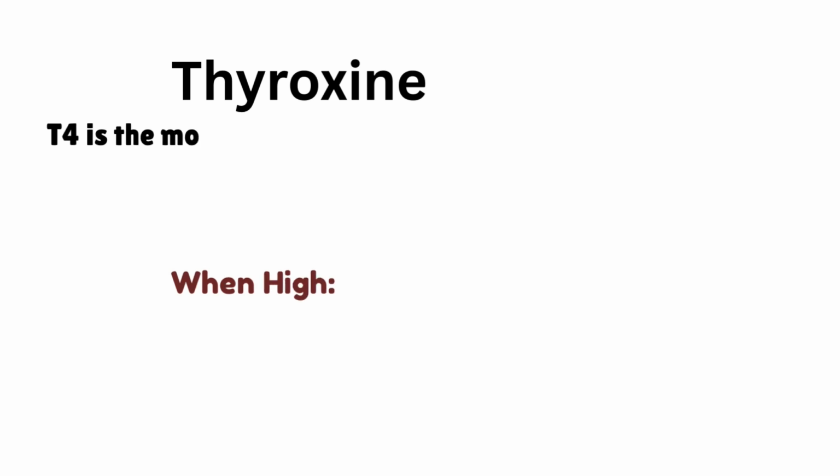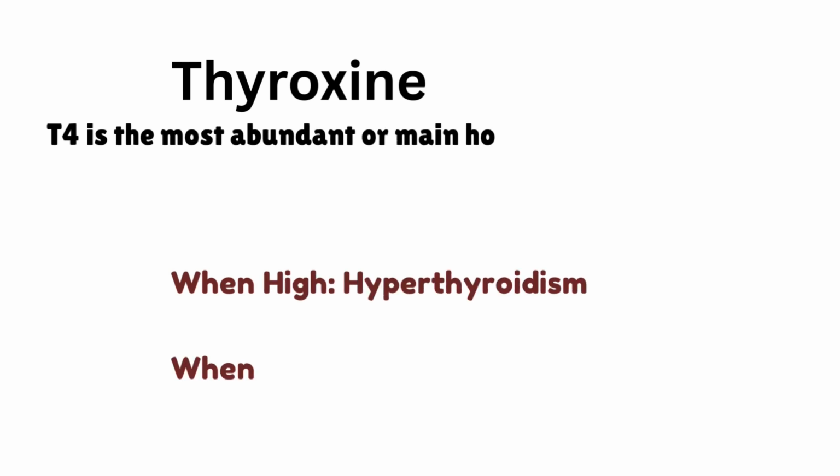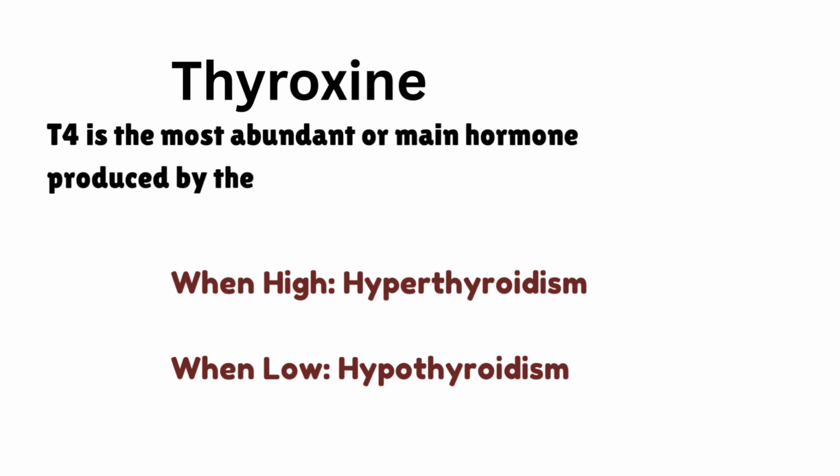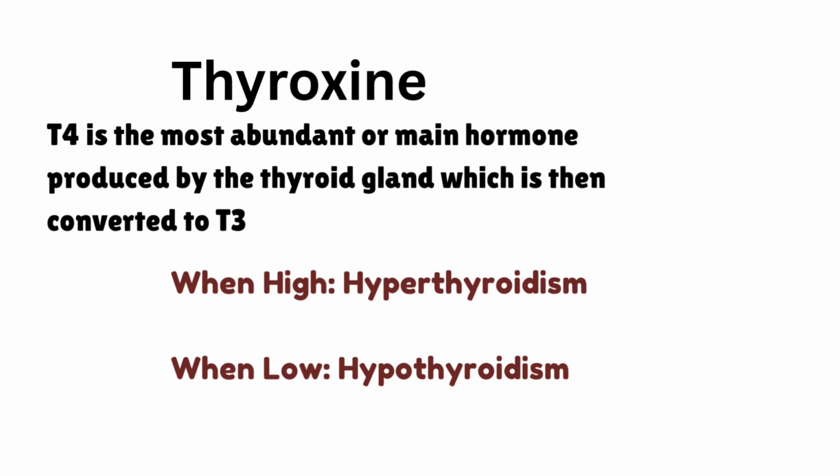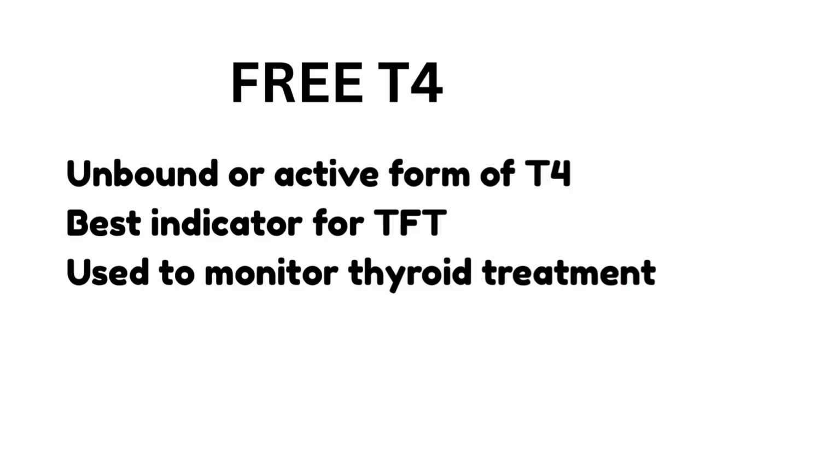Next is the thyroxine, which is the T4, and this is the most abundant or the main hormone produced by the thyroid gland, and it is converted into T3 in the body tissue. If there is a high level of T4, it is known as hyperthyroidism, and if there is a low level of T4 in the blood, it is known as hypothyroidism. Next is free T4, and this is the unbound or active form of T4 in the blood. This is the best indicator of thyroid hormone status, and it is used to monitor thyroid treatment. High free T4 also means hyperthyroidism, and low free T4 also indicates hypothyroidism.